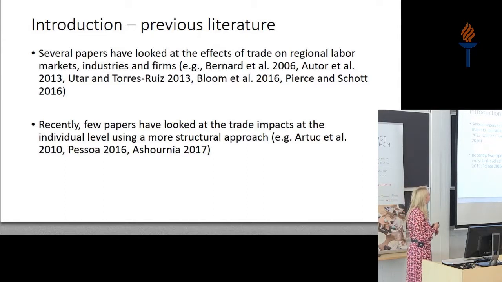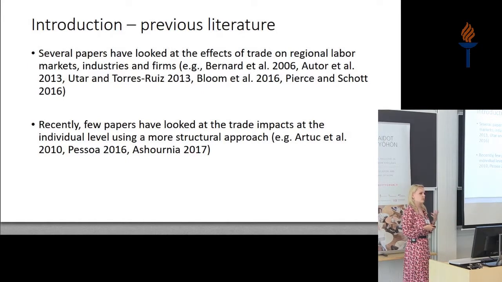And then Autor and fellows published this paper in American Economic Review, and they focus on commuting zones. They focus on commuting zones that were exposed to China import competition and compared the workers working in those commuting zones to other commuting zones that were not affected by the China import competition. And recently there have been some papers that focus on the more individual level, but they are using more structural approaches, like Ashornia and Pessoa. In our paper, we are trying to put a more causal interpretation on the effect of China import competition at the worker level.